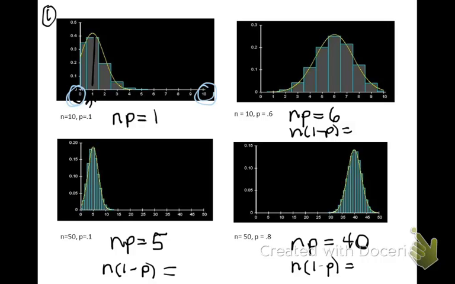N times p would be your number of yeses. 10 times 0.1 is 1. N times 1 minus p would be your number of failures. So you could do 10 times 0.9, which would give 9. Or you could say, well, if there's 10 total, one person said yes, that means 9 people said no.